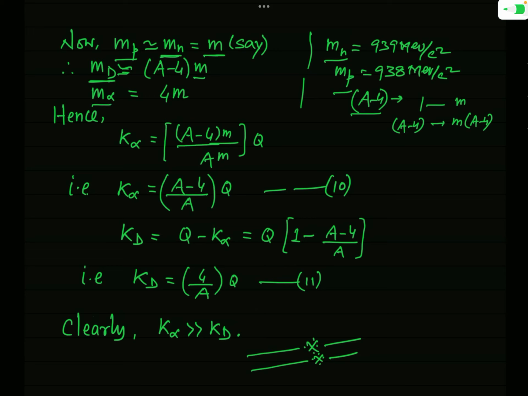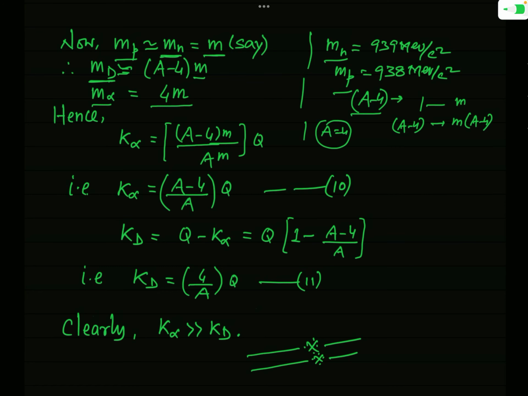And again, the mass of the alpha particle. You can see the mass number of an alpha particle is equal to 4. And the mass of one nucleon is m, so the mass of 4 nucleons will be 4m. So the mass of the alpha particle, you can write, is equal to 4m.